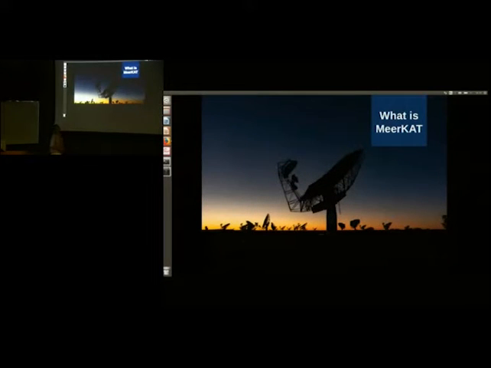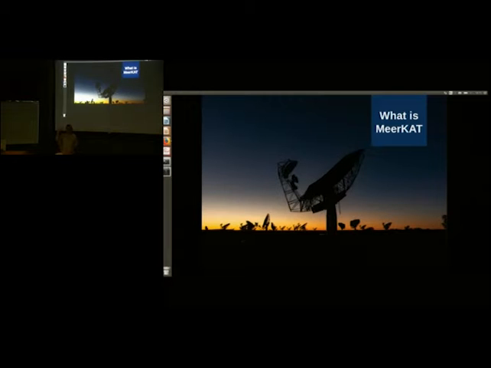So what is MeerKAT? MeerKAT is an interferometer, which means that individual radio telescopes get combined in order to form a larger dish. MeerKAT is also a Gregorian offset antenna. Here you can see the main dish, which has a diameter of 13.5 meters. It has a pedestal, a sub-reflector, and a feed indexer. The astronomical sources come from space, go to the main reflector, get reflected to the sub-reflector, and then to the feed.